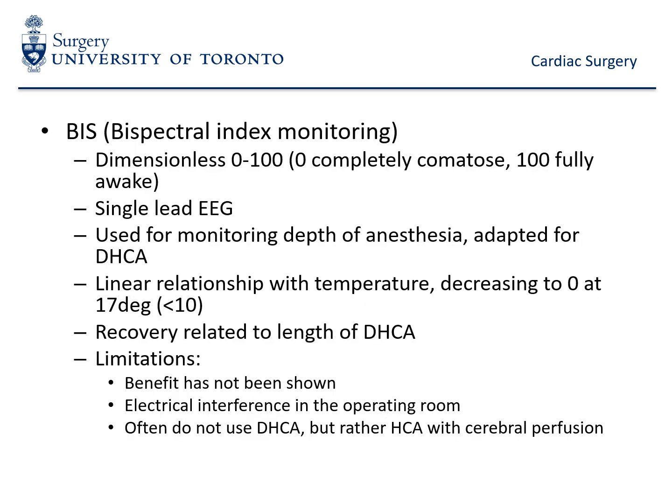So another technique is BIS monitoring. This is a single lead EEG. 0 means that the patient is completely comatose and 100 is a fully awake patient. It's used for monitoring depth of anesthesia, and it's been adapted for deep hypothermic circ arrest. There's a linear relationship with temperature, and it decreases to 0 for most patients at 17 degrees and for virtually all if it's under 10 degrees.